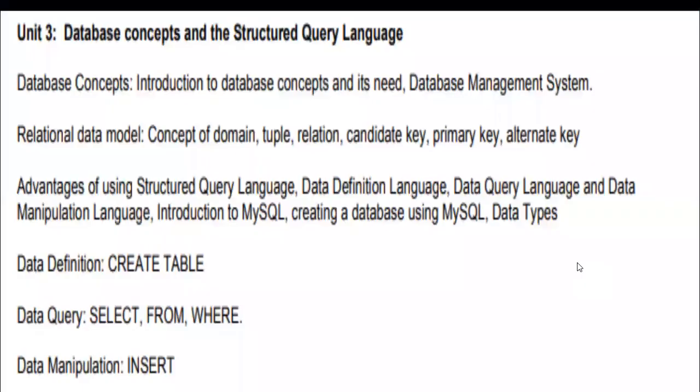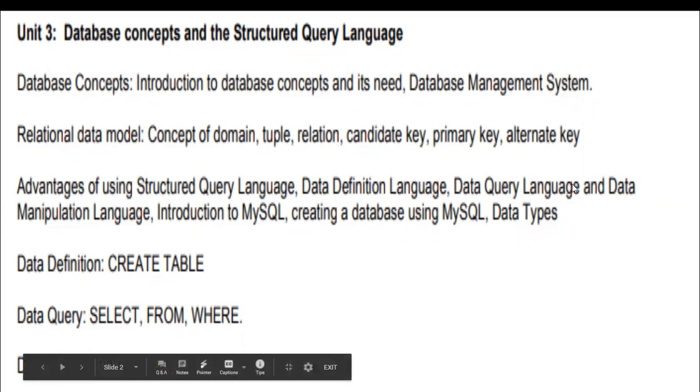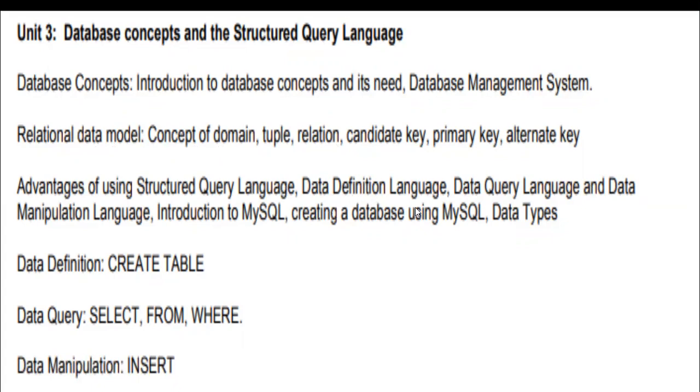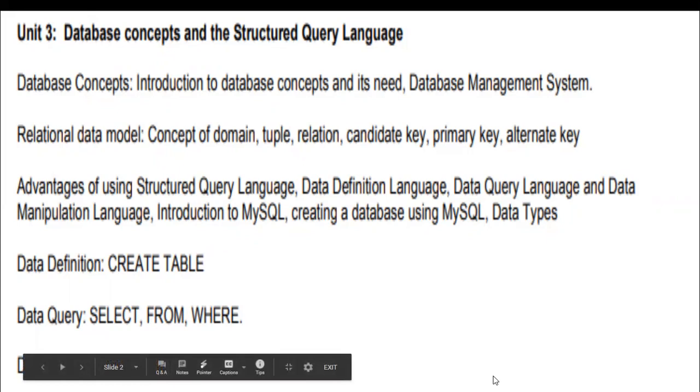Okay. Let's start. In grade 11, Unit 3 is database concepts and structured query language. In that, there is an introduction to database concepts and its need, the database management system, and what a relational data model is: domain, tuple, relation, candidate key, primary key, alternate key, all that. Then the advantages of using the structured query language, and what is meant by data definition language, data query language, and data manipulation language. Introduction to MySQL and creating a database using MySQL, data types, how to create the table, how to fetch the data from the table, all those things are there for grade 11.